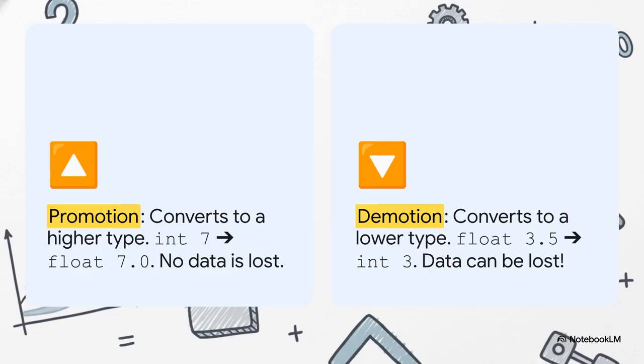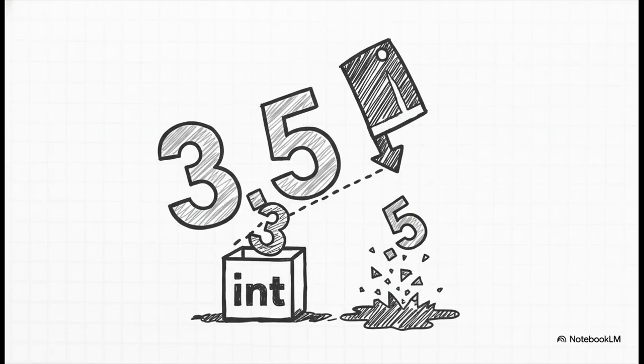But then there's demotion. And this is where it gets risky. This is when you try to convert a precise double into a simple int. It's exactly like trying to pour that entire measuring jug into that tiny little coffee cup. And you can guess what happens next.